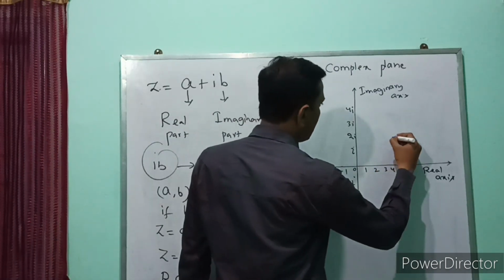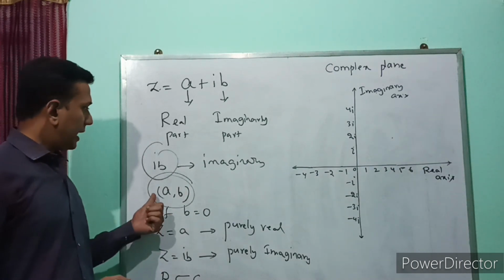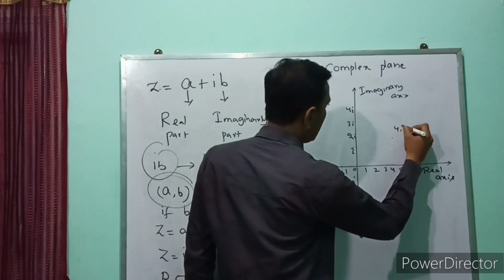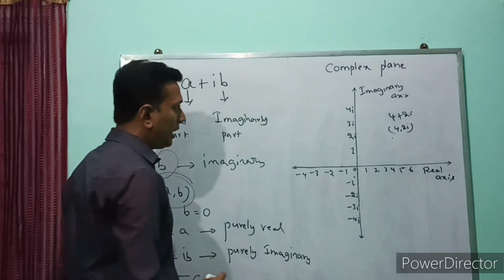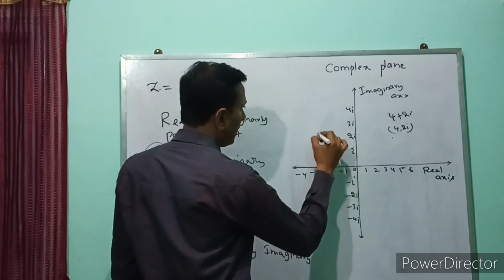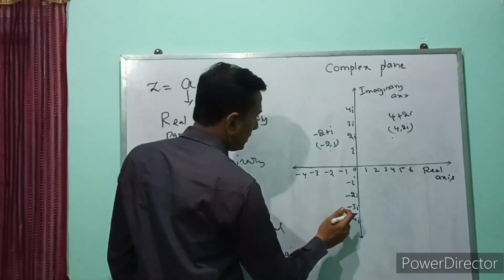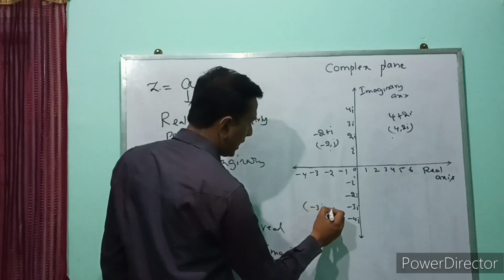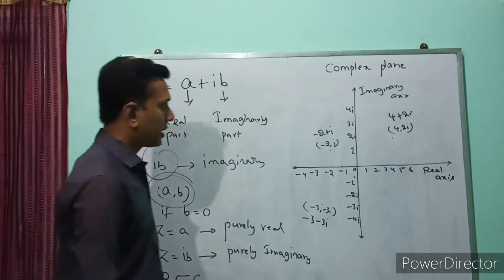Suppose I want to represent any number. Already I told you I can represent a complex number as an ordered pair, a comma b. Suppose it is representing 4 comma 2i. So this is nothing but 4 plus 2i. Similarly, if I represent any number here, this is minus 2 comma i, so it is the complex number minus 2 plus i. And if I represent any number here, this is the point minus 3 comma minus 3i. So this is nothing but the complex number minus 3 minus 3i.